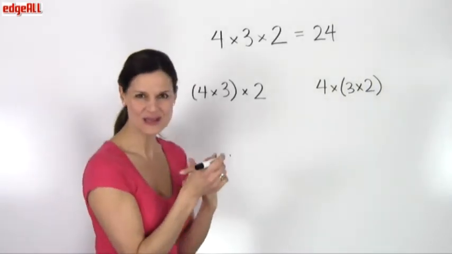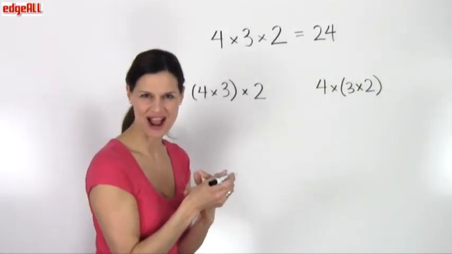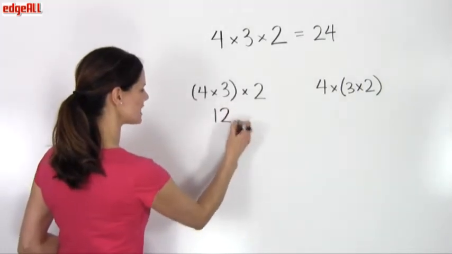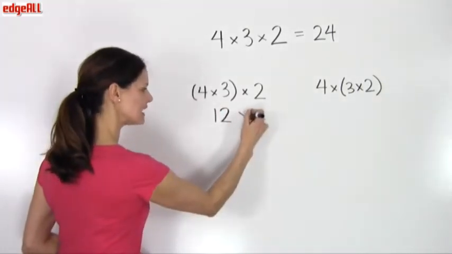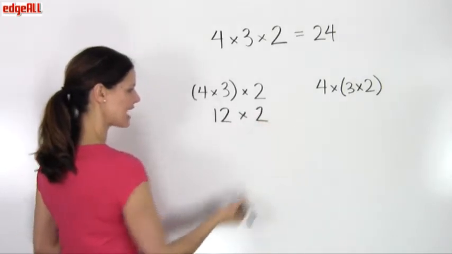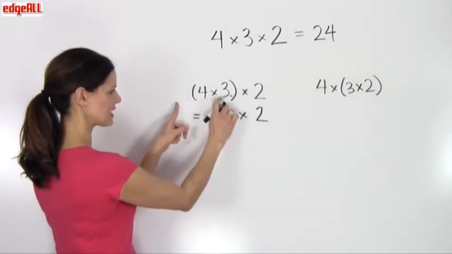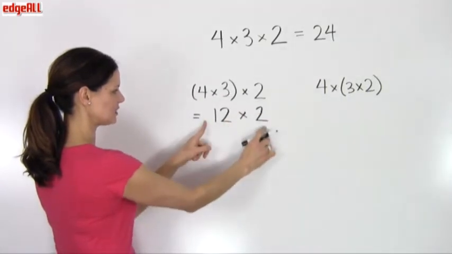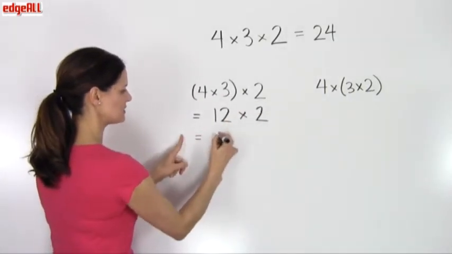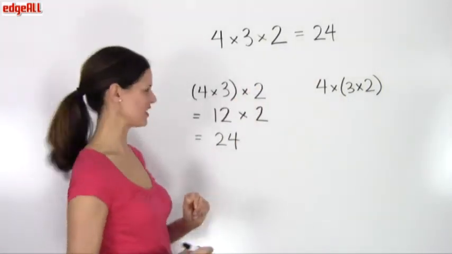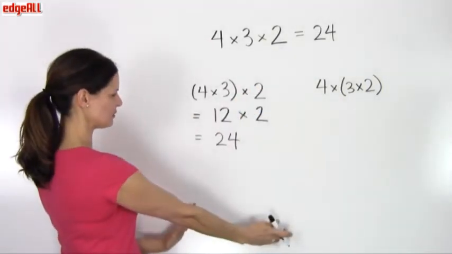We have all those multiplication facts memorized. 4 times 3 equals 12, so I put my 12 right here. And then I continue with my problem of times 2. 12 times 2, so 4 times 3 equals 12, and then times 2. And 12 times 2 equals 24, as we've already seen up here. So this is one version of the problem.